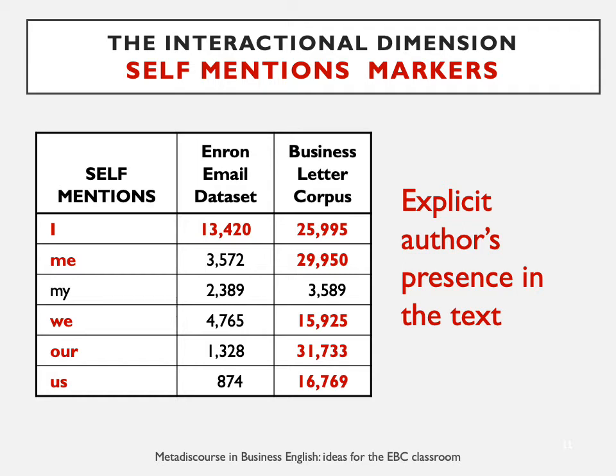Other features with high frequency in the BLC are the first person plural personal pronoun we, with almost 16,000 occurrences with respect to almost 5,000 in the AED; the first person possessive adjective our, with almost 31,000 occurrences with respect to 1,300 in the AED; the first person singular object pronoun me, with almost 30,000 occurrences in the BLC compared to 3,500 in the AED; and the first person plural object pronoun us, with almost 17,000 occurrences in the BLC and only about 900 in the AED. The high number of occurrences has not allowed so far to distinguish between exclusive and inclusive we.